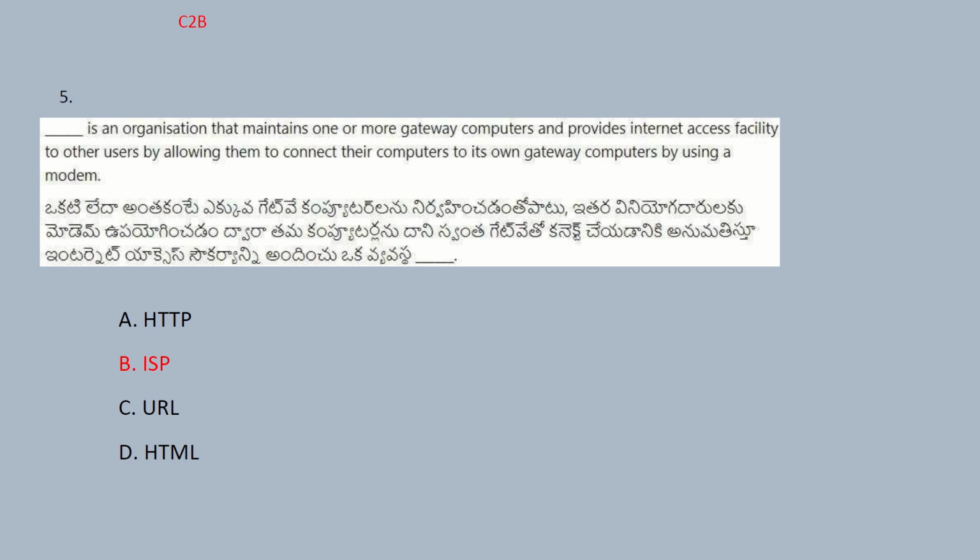In Google also, an ISP is a company that provides internet access to individuals and organizations. ISPs can provide access through various means such as dial-up, cable, wireless, and fiber optic connections. That is a service provider.